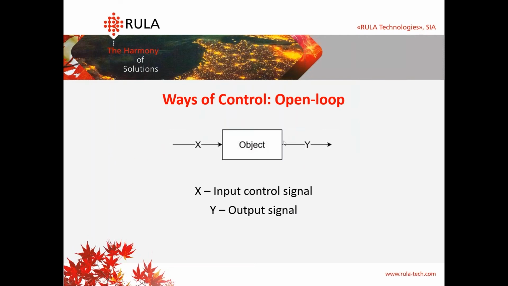In control theory, we have two ways of control, and the first one is called open loop. In open loop control, we don't take the output signal, which is shown here by Y, into account. As an example, we can take a regular generator. We only set the output signal parameters and don't control the output values and voltage.